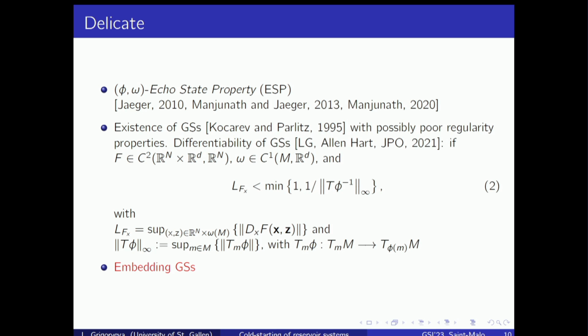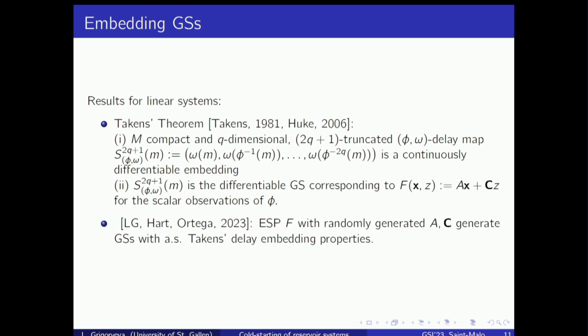So how can we inquire, or how can we construct GS such that we know they happen to be embeddings? There are two ideas. One goes around Takens' theorem. Probably in view of the short time I will not stop on that, but it's a cute result that tells you that if I'm working on a finite-dimensional compact manifold, Q-dimensional, it's enough for me to take this truncated history, or truncated trajectory. Remember, this is the map I introduced as a delay map for my dynamical system, which just collects the 2Q plus 1 observations of my dynamical system.